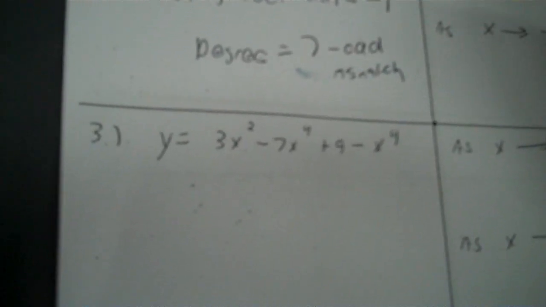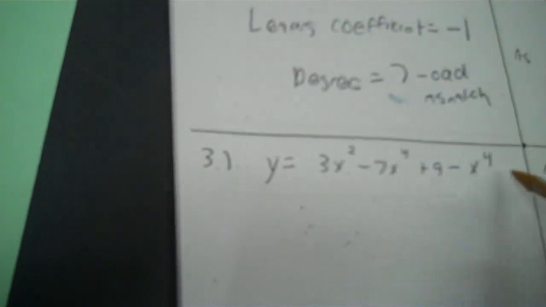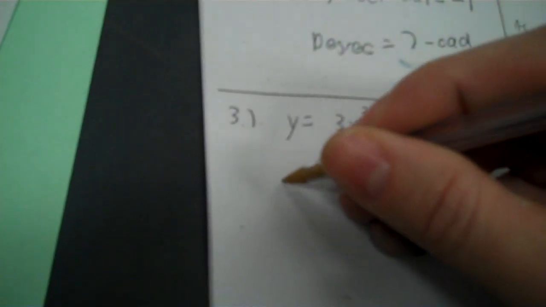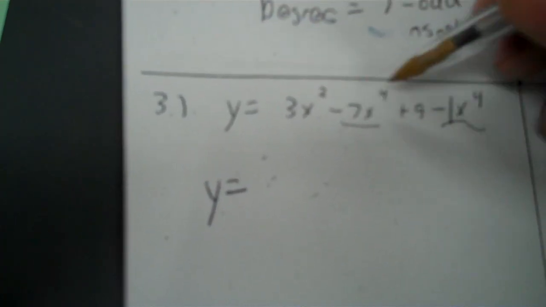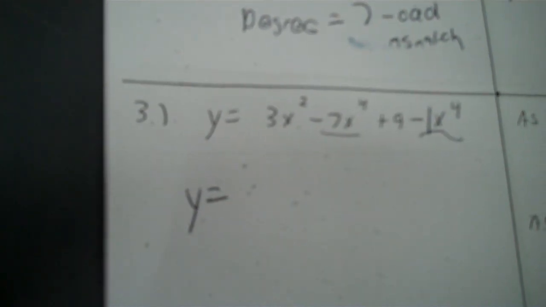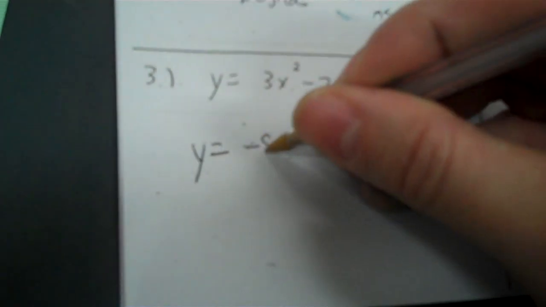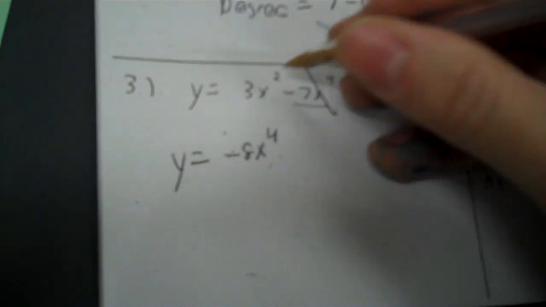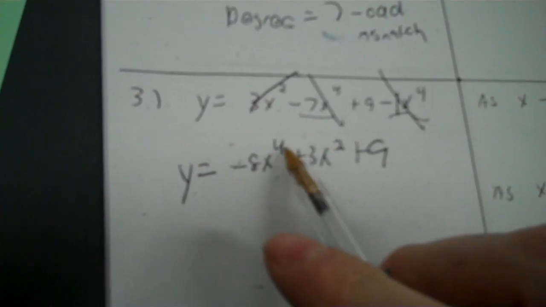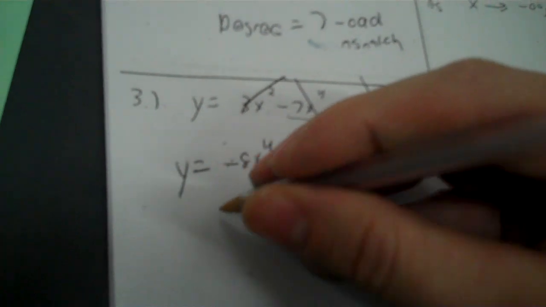Now, number 3, you got a little issue. First off, you don't know your leading coefficient because this is out of order. Your highest power is a 4, but you got 2 of them, so you need to combine those. You need to add negative 1 plus negative 7 plus negative 1. That's negative 8x to the 4th. Then I don't have any x to the 3rds, then the 3x to the 2nd, and then the plus 9. Now you're good: x 4th, x 2nd, constant.